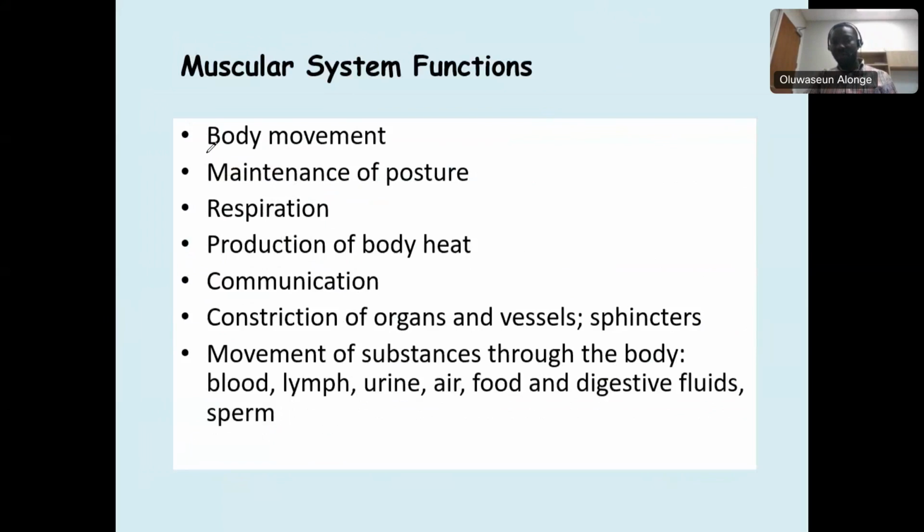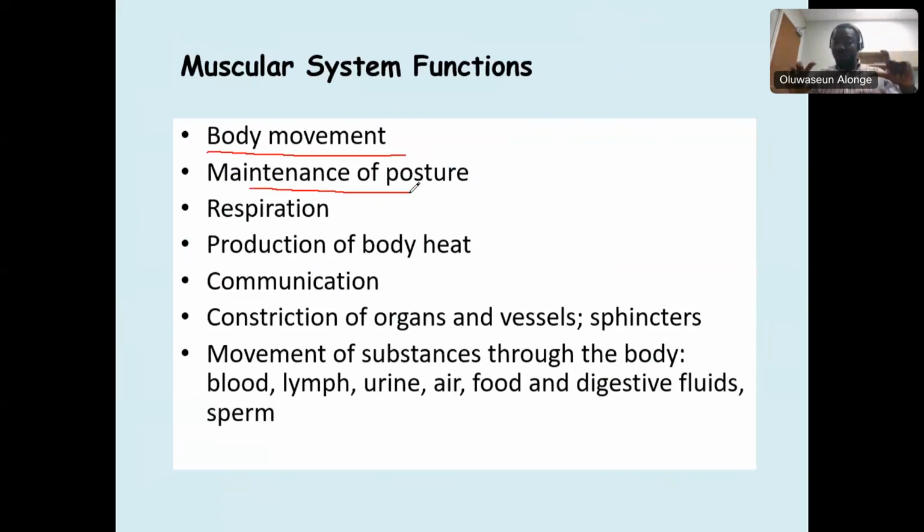Now, these are the general functions that muscles perform. Muscles are involved in movement. We are able to move our body because of muscles. There are three units that are involved in movement: muscle, joint, and bones. Now, the ability to maintain posture. Our posture is due to the reinforcement of muscles.